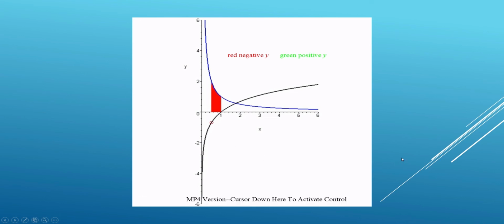Kind of a cool way of defining a natural log function, and it turns out to be the same function as you might have been familiar with in an algebra class, defined very differently.